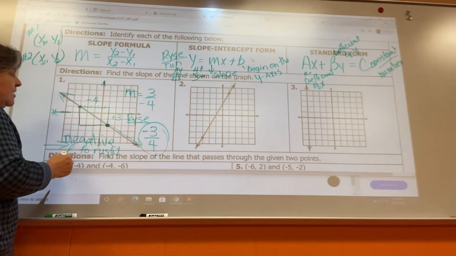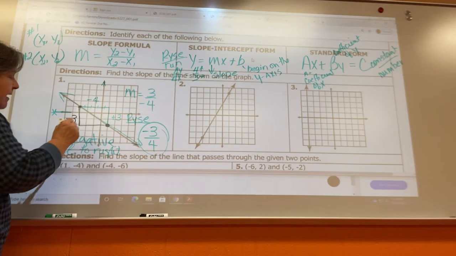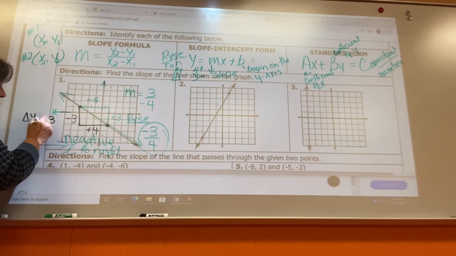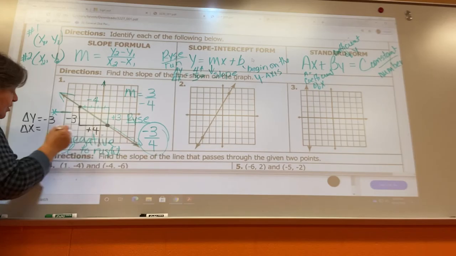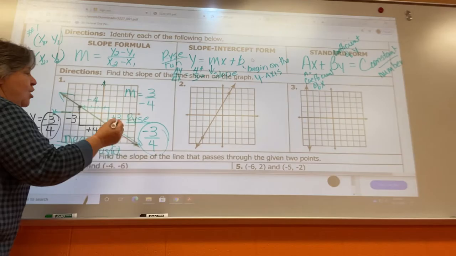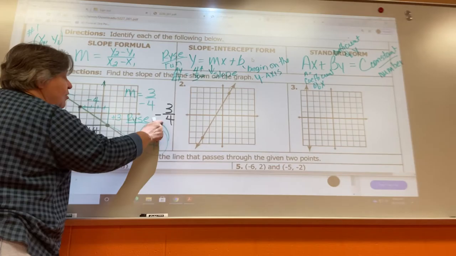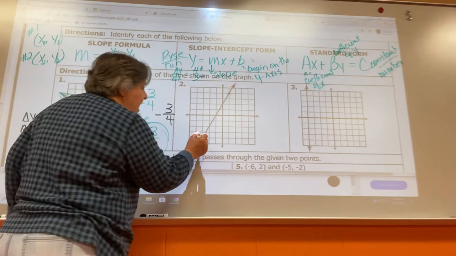All right, it says right here, find the slope of the line shown on the graph. Well, we have a point here, and we have a point here. So it depends on where we count whether we're going to rise or go down. Because I like to rise, I'm going to start with this one and I'm going to go this way. Now that goes parallel with the y-axis, so that's why it rises, and I'm going up.